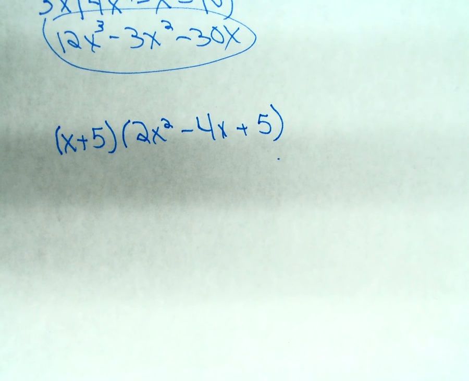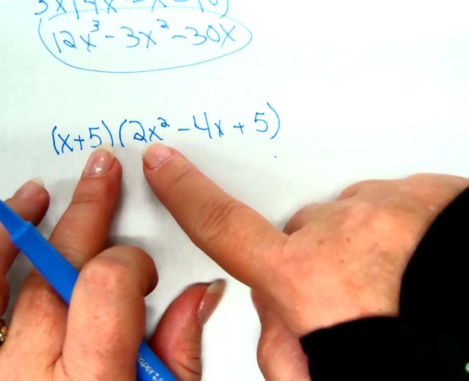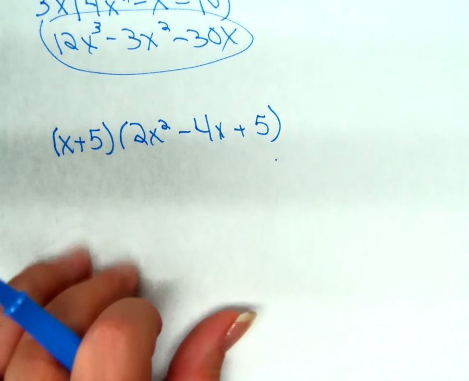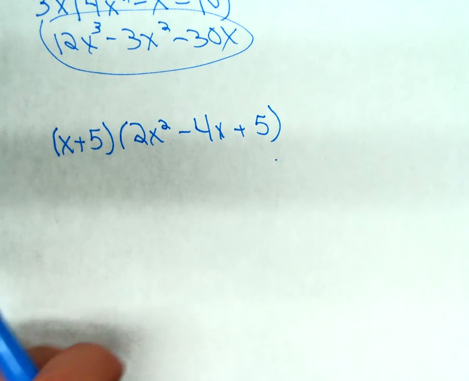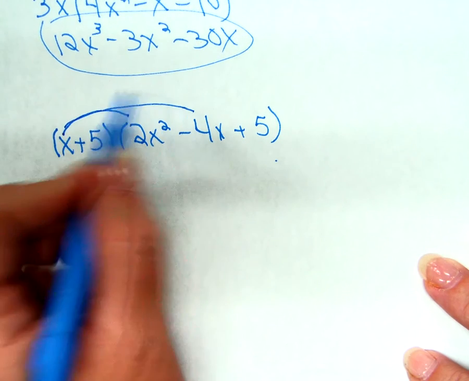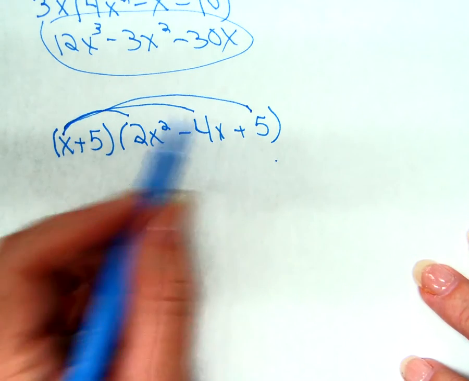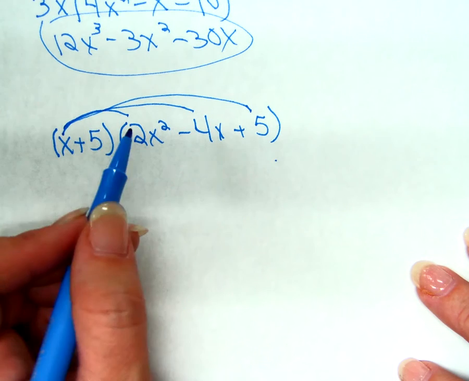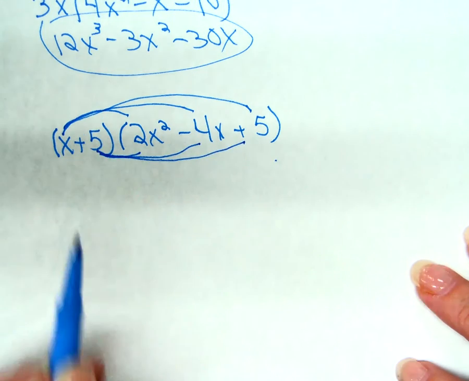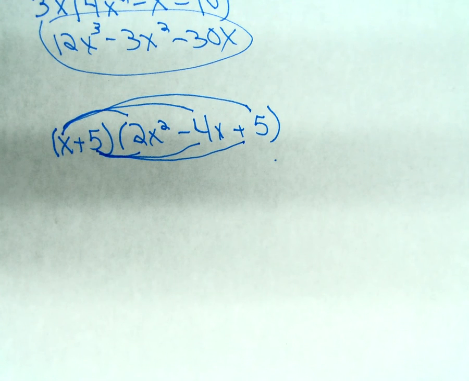If we're trying to do FOIL, we are in trouble. Because if we're doing first, outside, inside, last, we've just skipped this whole term right here. That's not okay. If we distribute, however, we're going to take this first term and multiply it by every term in the second parentheses. We're distributing that term, multiplying that term times each one of these terms. And then if we distribute the 5, we multiply it times each term in the second parentheses. Does that make sense? That's why we distribute and not quote-unquote FOIL.